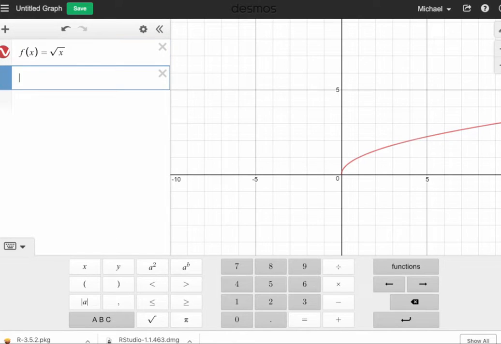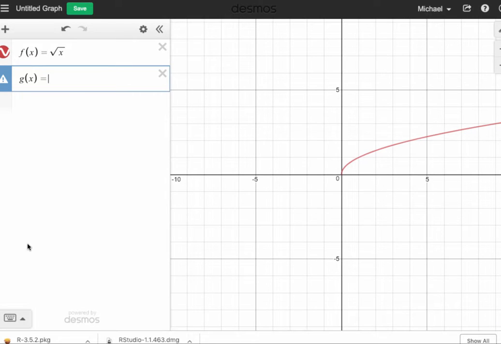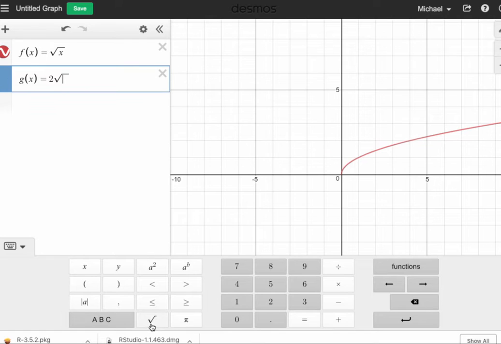Now, notice that if I come in here and say g of x is equal to 2 times the square root of x, notice that what happened is that graph got pulled up towards the y-axis, didn't it? So it got stretched vertically, is one way of thinking about that.